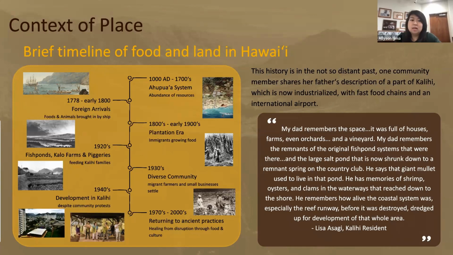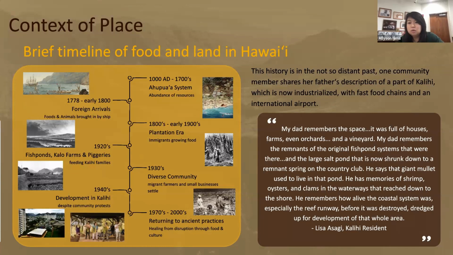And over time, like with foreign arrivals, the foreign ships brought animals, plants, and even food that disrupted our ecosystems. And a lot of our native birds and plants are now endangered or are now extinct. And that's just the reality, I guess, of it. And then with the plantation era and industrialization, a lot of it went from green to concrete, which we currently see now. And now, like current day, we're trying to return back to the ancient practices of just taking care of the land and having that full of abundance everywhere.